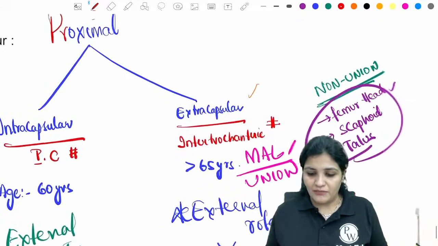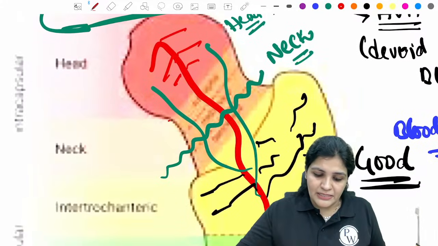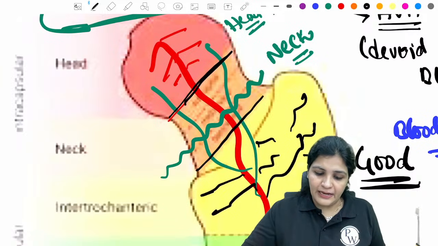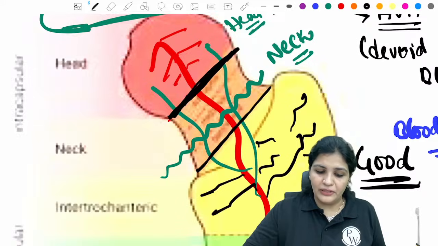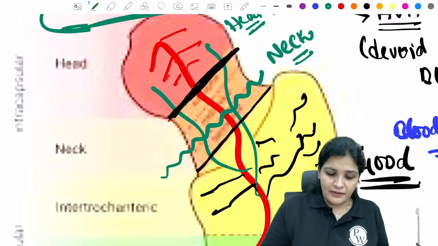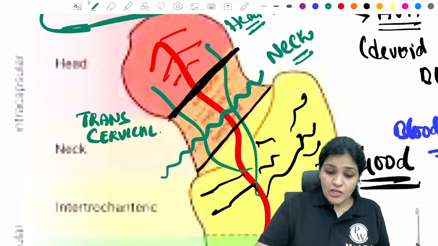Anatomical classification is very, very easy. Going back again to this particular diagram we see, so this is the neck, right? So this is the neck and we are classifying this anatomical fracture. So whenever it is right below the head, right below the neck here, this is called your transcervical, sorry, subcapital.